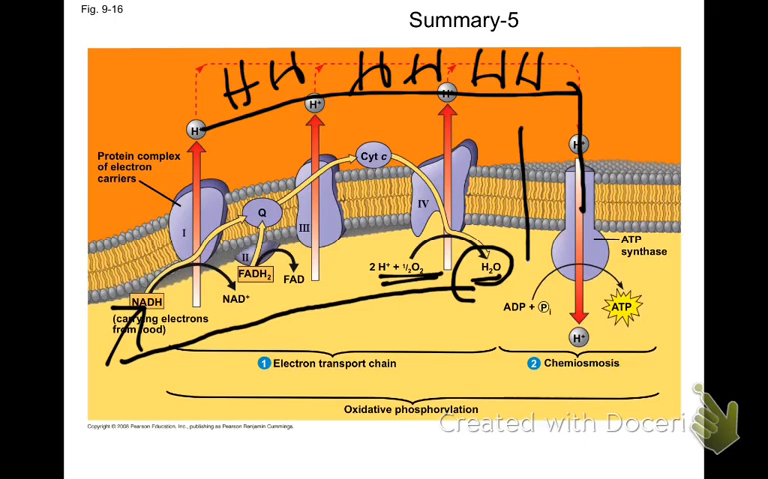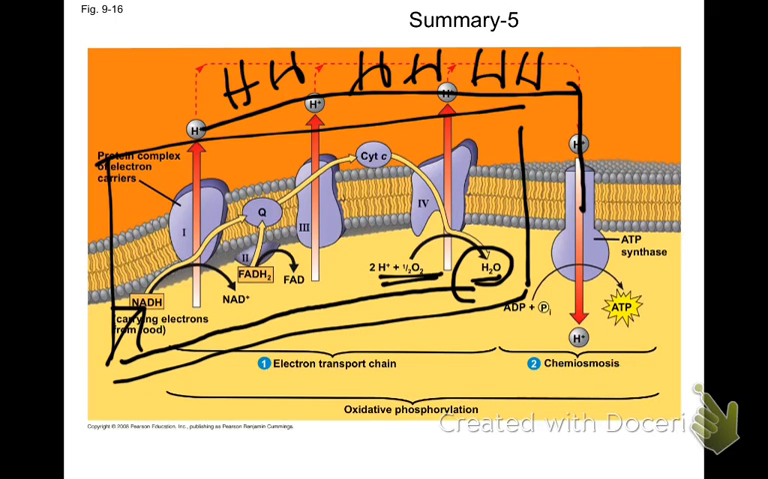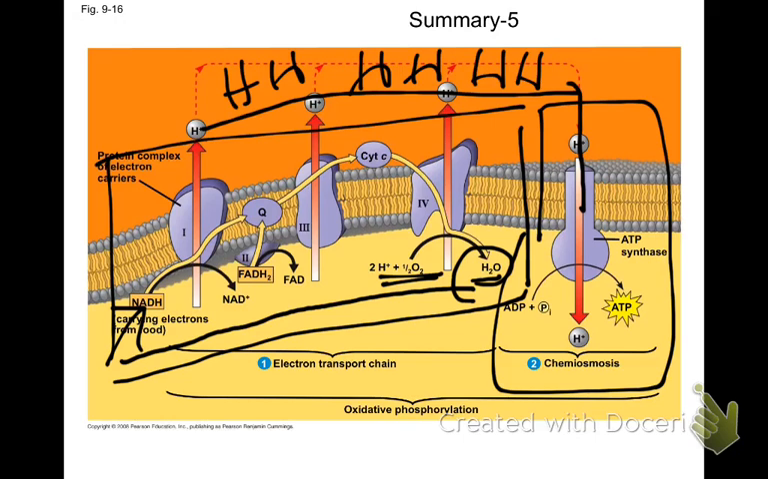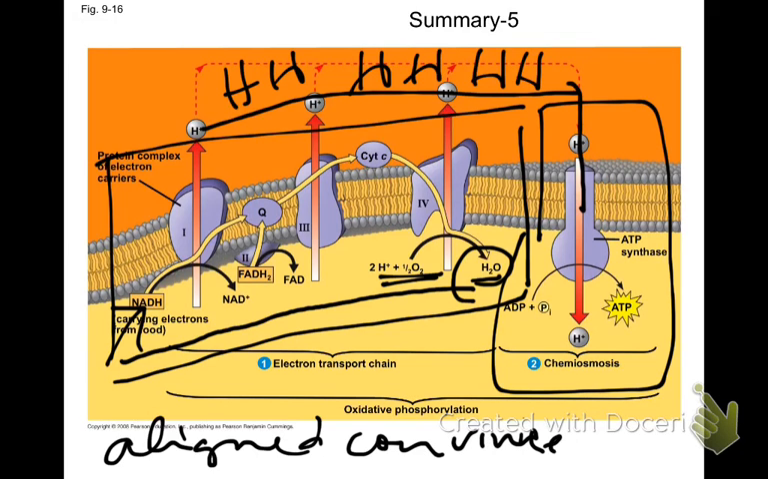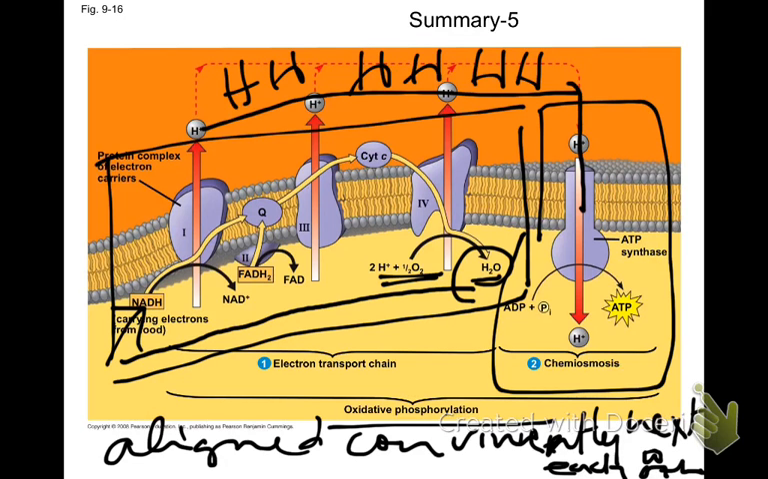So this particular process of electron transport chain and this process of chemiosmosis are two independent processes, but they are just aligned conveniently next to each other. Okay, and so together it's called oxidative phosphorylation.